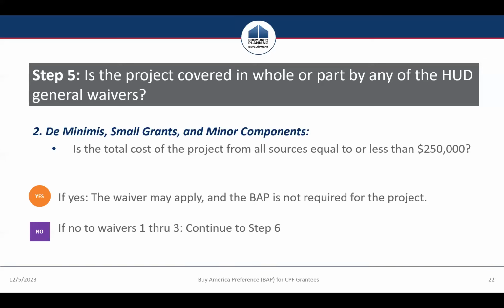The second general waiver is the de minimis and small grants and minor components waiver, and this is kind of broken into 2 different categories. First is the total cost of the project from all sources, federal, non-federal, equal to or less than $250,000. So even if your CPF grant is less than $250,000, if the total project budget is greater than that, you can't use this waiver. But if the total budget is below $250,000, you can use the de minimis small grants waiver.